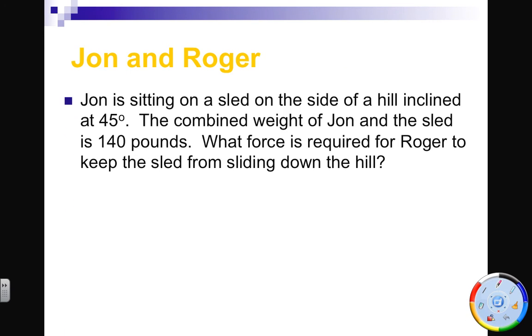All right, so we have this guy sitting on a sled on the side of a hill that is at a 45-degree angle. So we have this hillside, 45-degree angle, and you've got this guy sitting on a sled. He's ready to go down the hill. The combined weight of John and the sled is 140 pounds. So that means gravity is 140 pounds. It's pulling straight down.